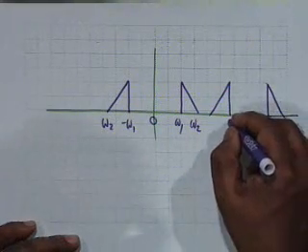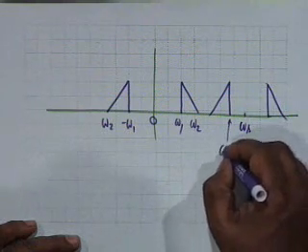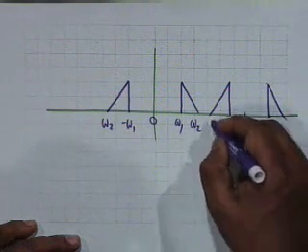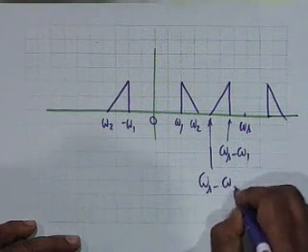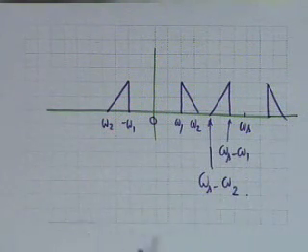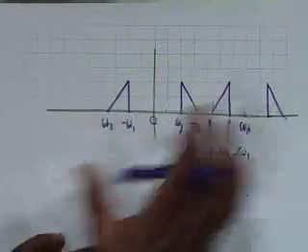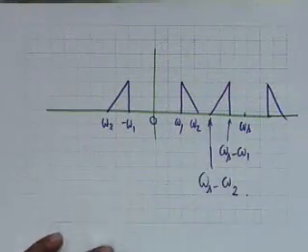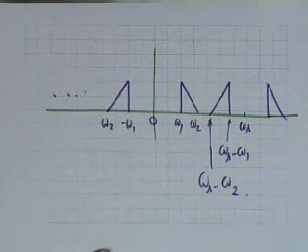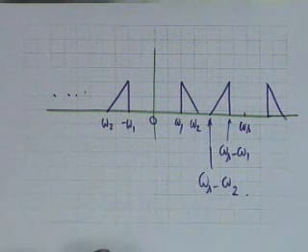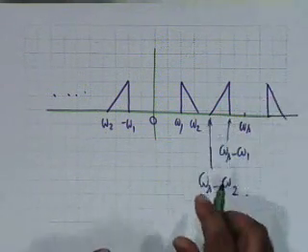This frequency, what will be this frequency? So omega s minus omega 1. Omega s minus omega 1, and this frequency shall be omega s minus omega 2. Obviously, omega s has been chosen correctly so that there is no overlap between the spectra, the repetition spectrum. The spectrum also repeats on this side. It suffices to concentrate on the first periodic repetition.